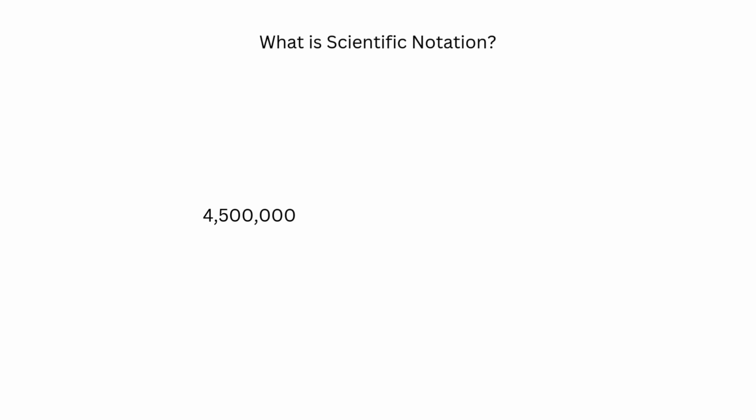What is scientific notation? Scientific notation is a way to write very large or very small numbers in a compact form. Instead of writing 4,500,000, we write 4.5 times 10 to the power of 6. But why do we do this? Because it makes calculations easier, especially in science and engineering.